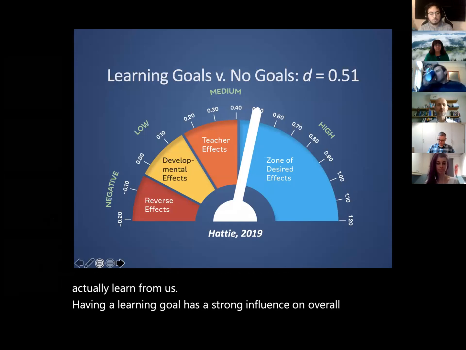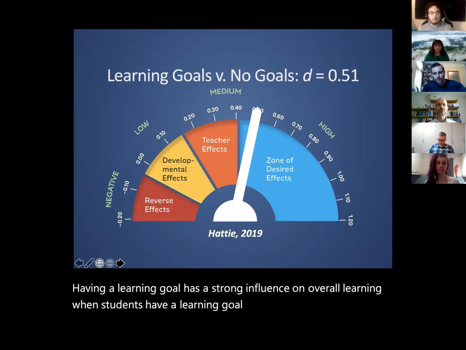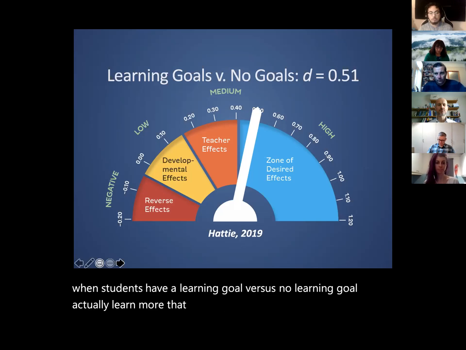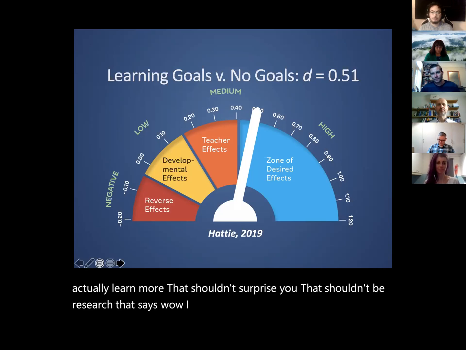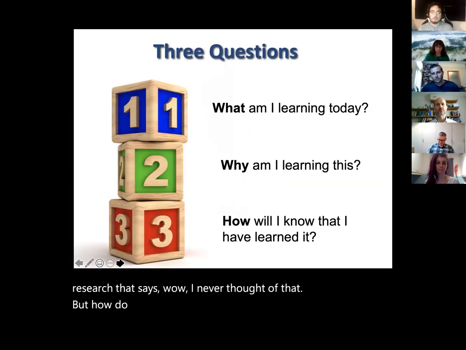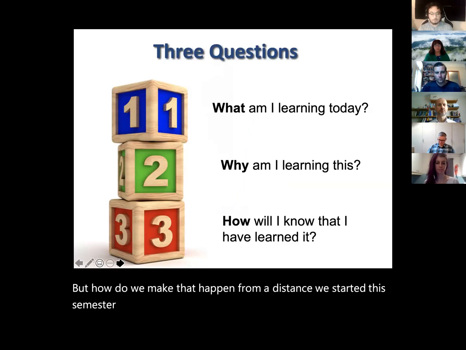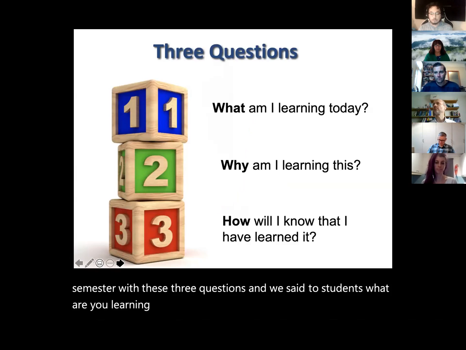When students have a learning goal versus no learning goal, they actually learn more. That shouldn't surprise you. That shouldn't be research that says, wow, I never thought of that. But how do we make that happen from a distance? We started this semester with these 3 questions, and we said to students, what are you learning today? Why are you learning this? And how will you know that you have learned it?